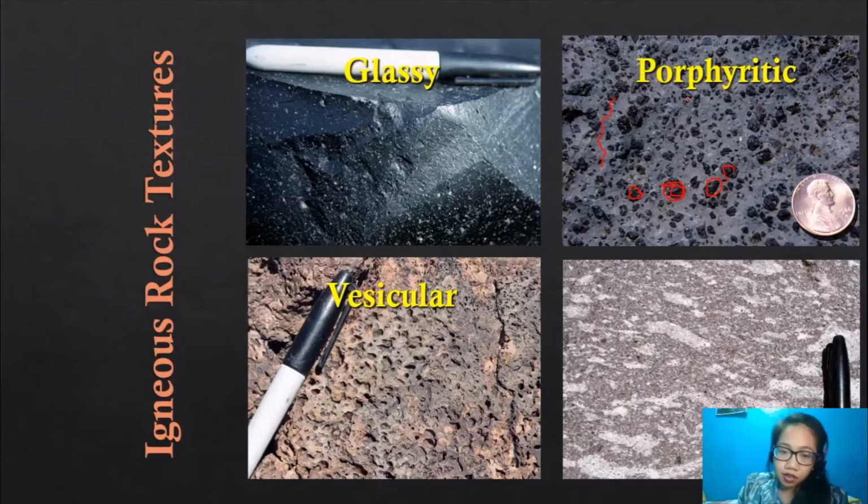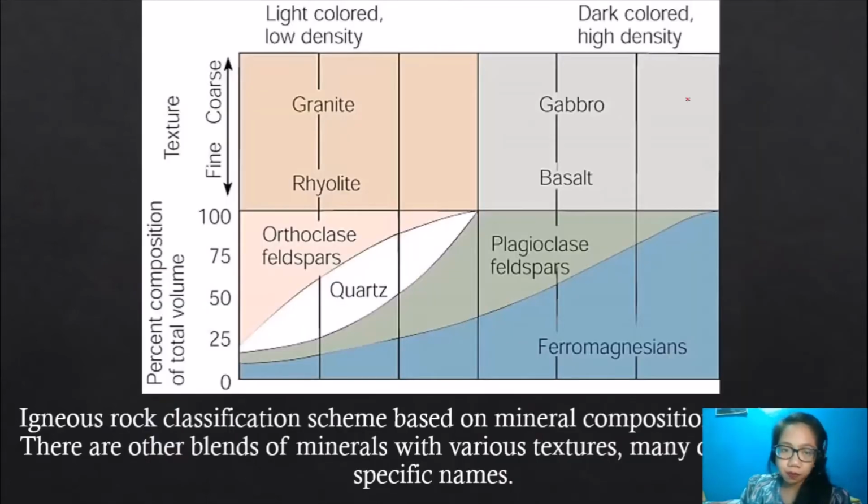Okay, then you have your vesicular because it contains air bubbles, common in basalt types of rocks since they cool on the surface. And then you have your welded type of rocks, which has these bands formation due to difference in minerals.